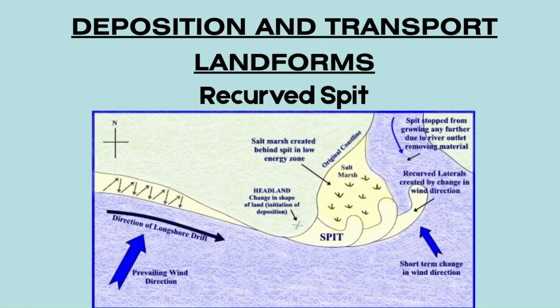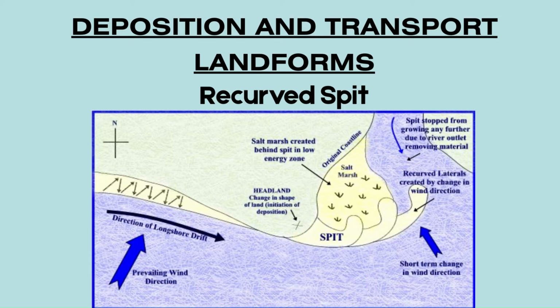A recurved spit is a narrow strip of sand or shingle that extends out from the coast into the sea and curves inward at the end. It begins to form through the process of longshore drift, which transports sediment along the coastline in the direction of the prevailing wind. When the coastline suddenly changes direction, such as at a river mouth or bay, the sediment continues to be deposited out to sea, gradually building up a long, narrow ridge known as a spit.